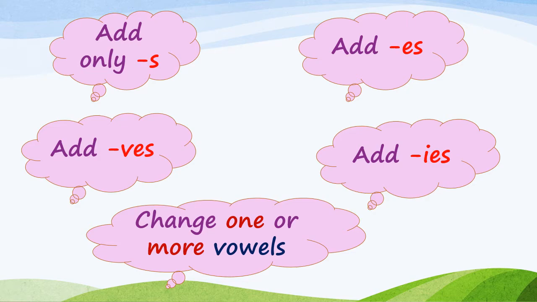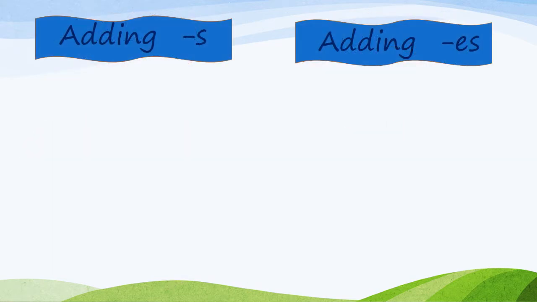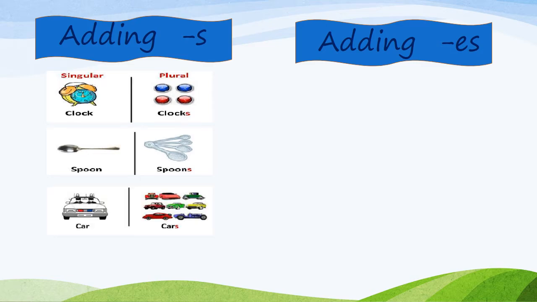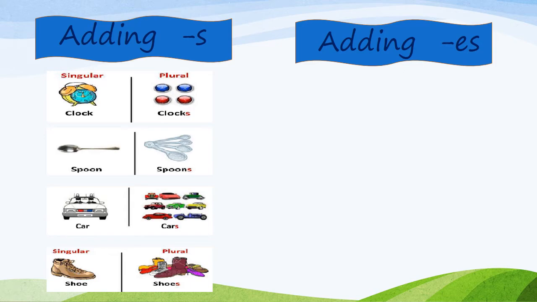We have already done S and ES, that is the first 2 rules. Today we will be doing the rest of the 3 rules. The first rule we learnt was adding S. Let's see examples. Clock, when you add S, it becomes plural, and that is clocks. Spoon, spoons. Car, cars. Shoe, shoes.